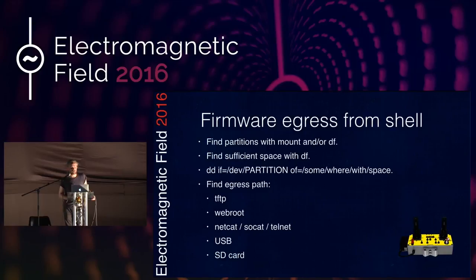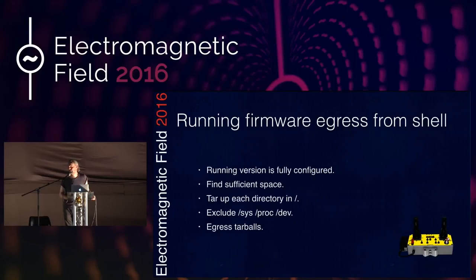The other thing we want to do is we want to get the running firmware. What's the difference between firmware and running firmware? Well, the firmware is the one that the factory set that is there for when the system starts up, and the running firmware is what it looks like after it's started up, when it's created all of its temporary files.